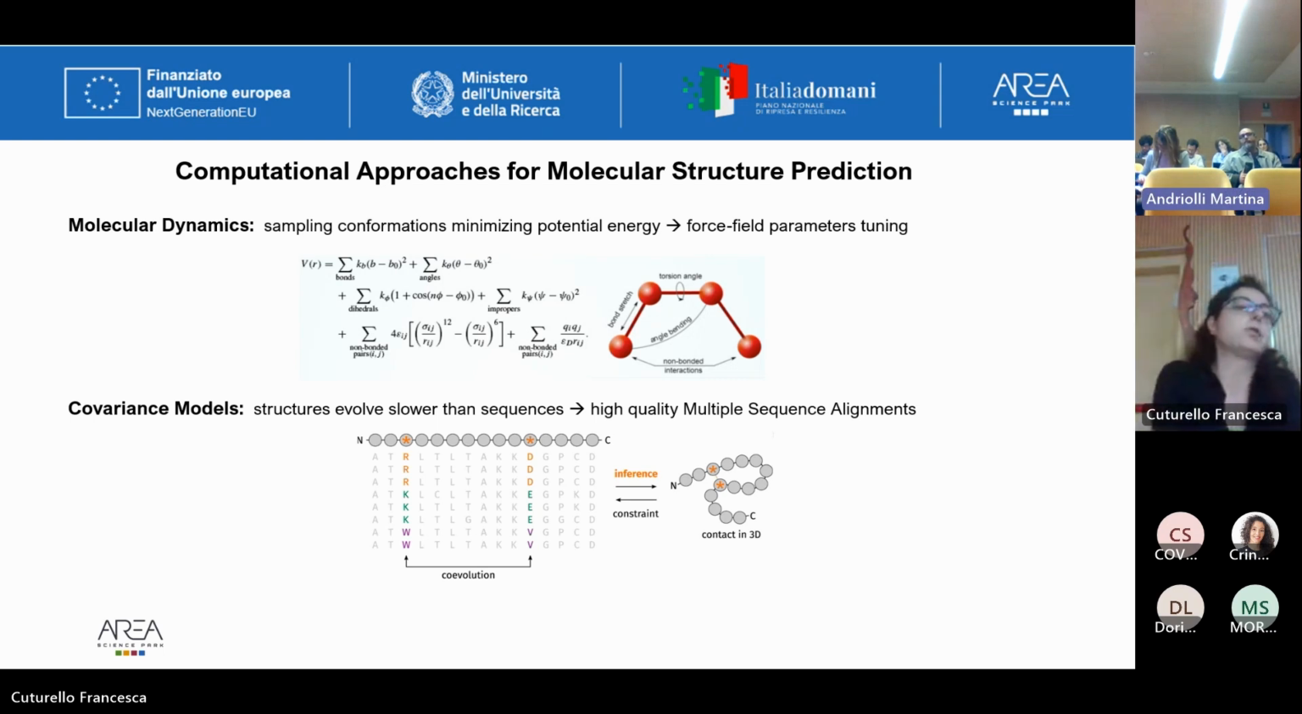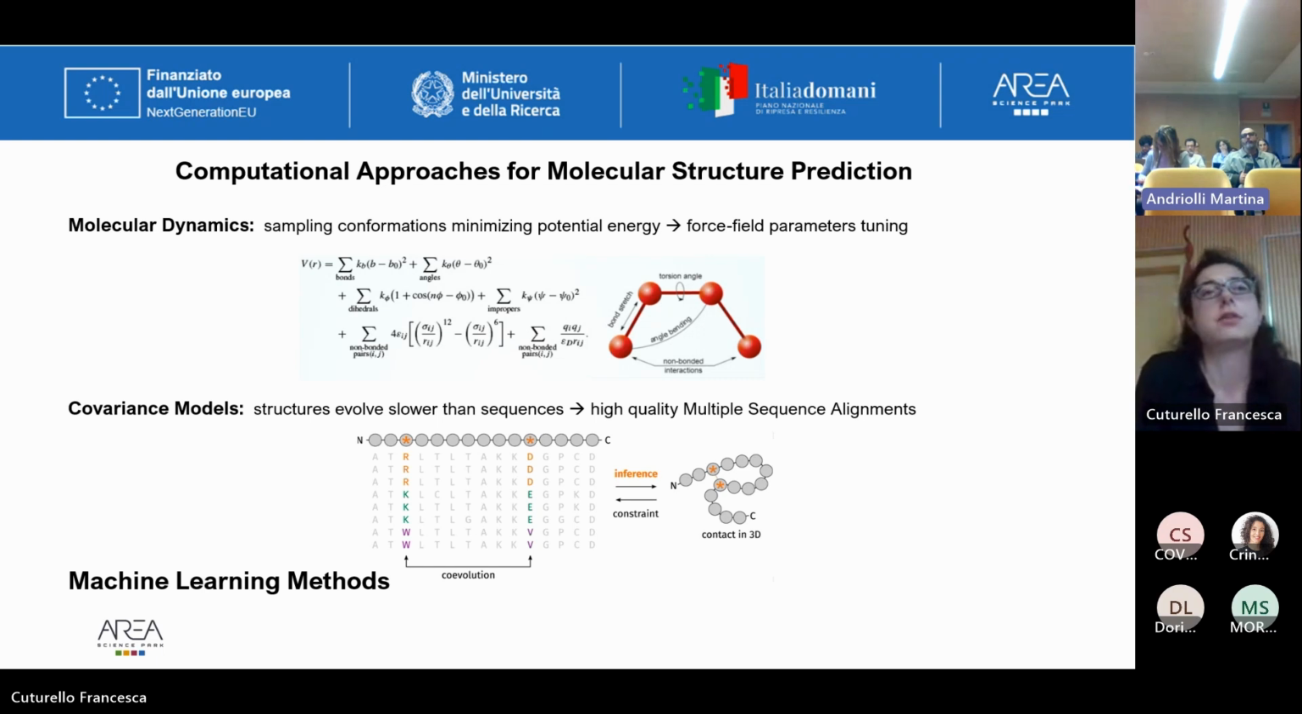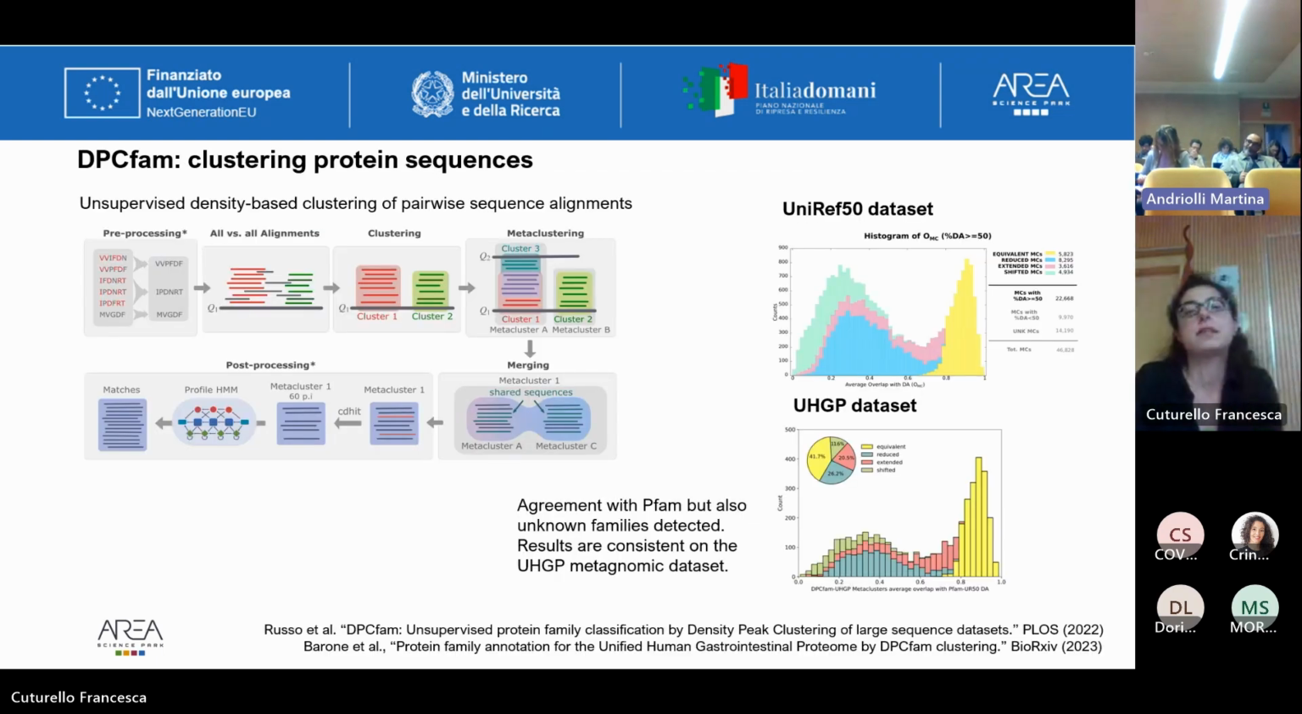When speaking about models that rely on sequence information only, we come to speak about machine learning methods, because in recent years there was a great advance brought to the field by these techniques. For us, it all started when we had the opportunity of studying the DPCFAM dataset. This is a dataset produced by the DPCFAM algorithm that was developed at SISSA in the group of Alessandro Laio, with some of the developers that are currently working in our group. That's why we had this chance of analyzing this database. It is an unsupervised density-based clustering of the sequence space, and in particular of local pairwise sequence alignments.